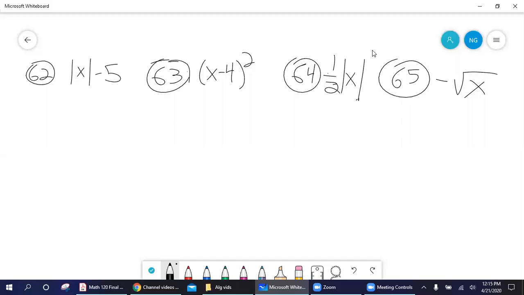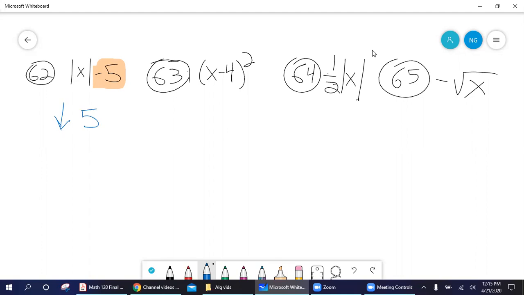For 62 through 65, we're just trying to identify the transformation. On 62, outside of the functional machine, outside of the absolute value, we're subtracting 5. That simply means we're moving down 5.